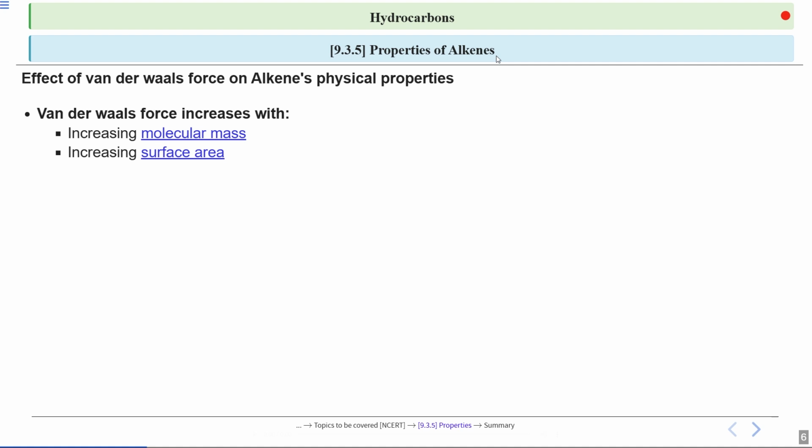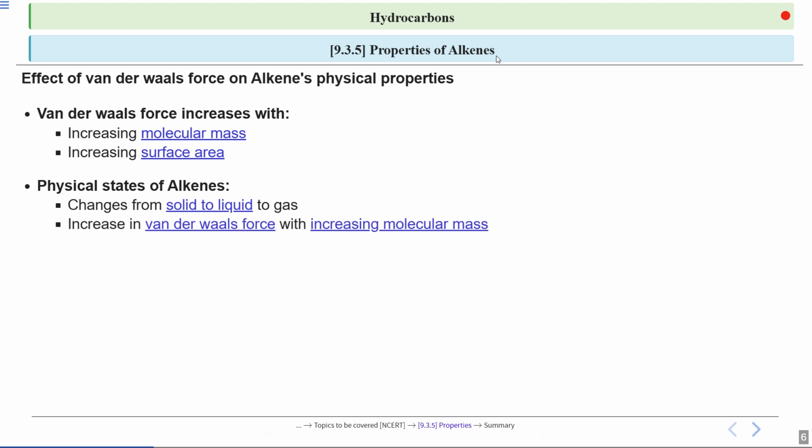Next, increasing surface area will result in a stronger van der Waals force of attraction. Coming on to the physical state of alkenes, as we move from smaller to larger alkenes, their physical state changes from gas to liquid to solid. This is because the increasing molecular mass and surface area makes the van der Waals forces stronger. So, the molecules stick together more tightly.